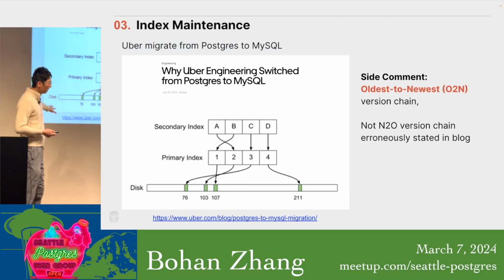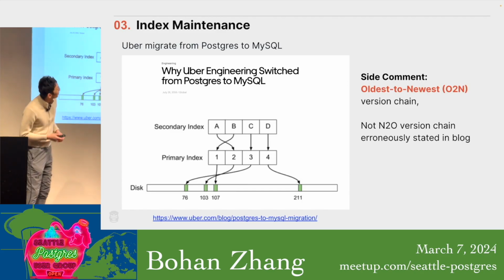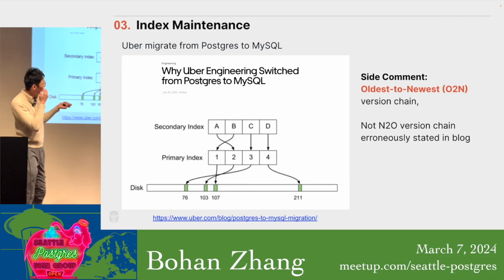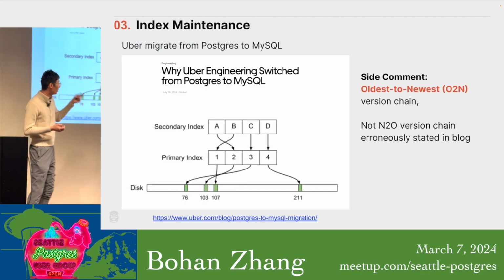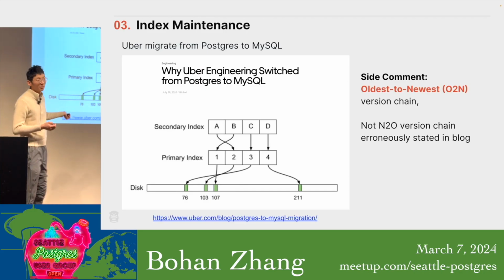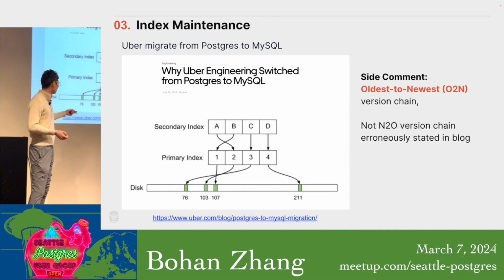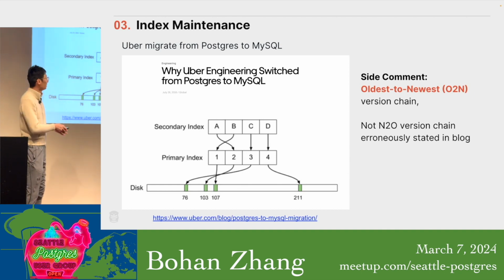They have an article here. A side comment is that Postgres orders the version chain from newest to oldest, instead of oldest to newest. In the article it is stated as newest to oldest, but it should be oldest to newest version chain.